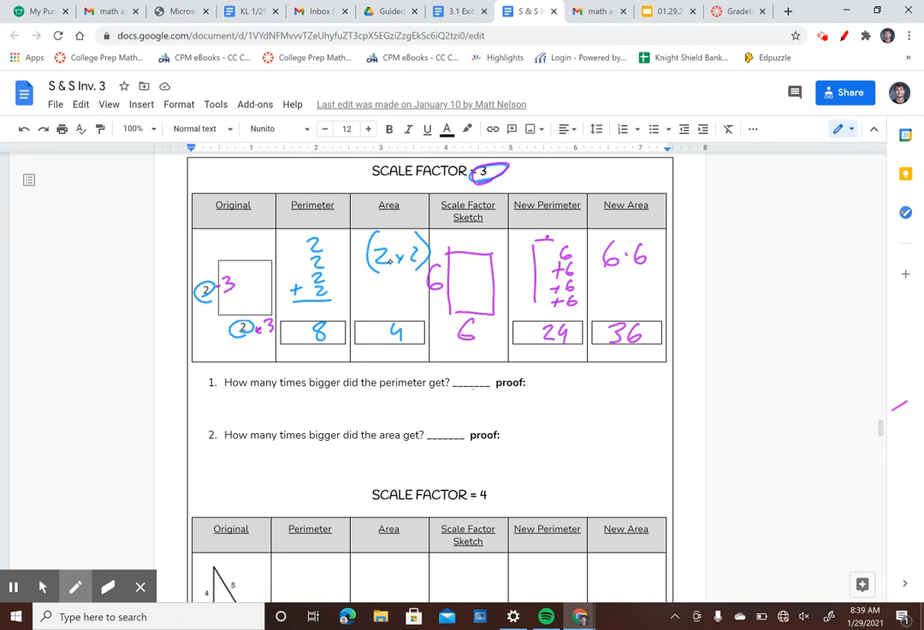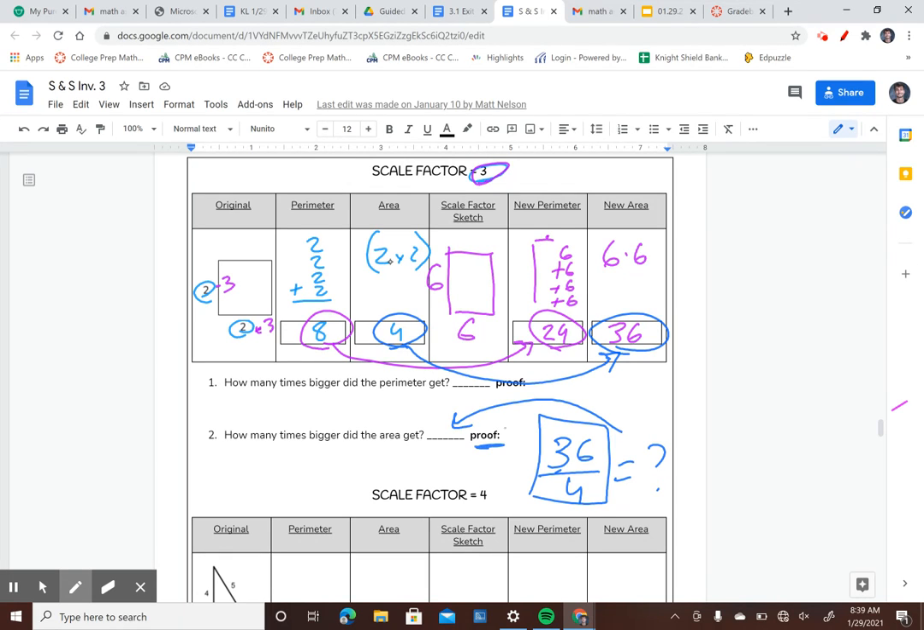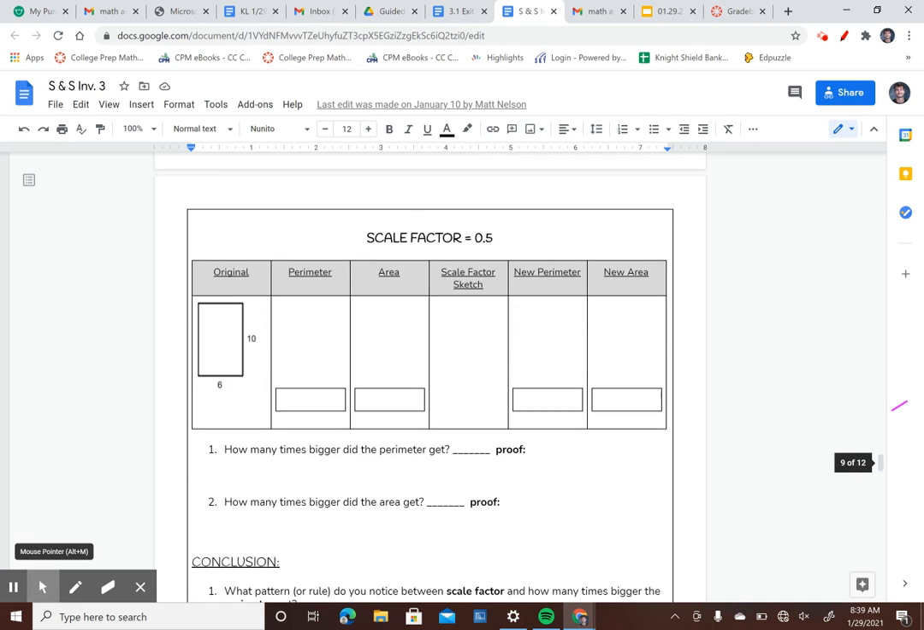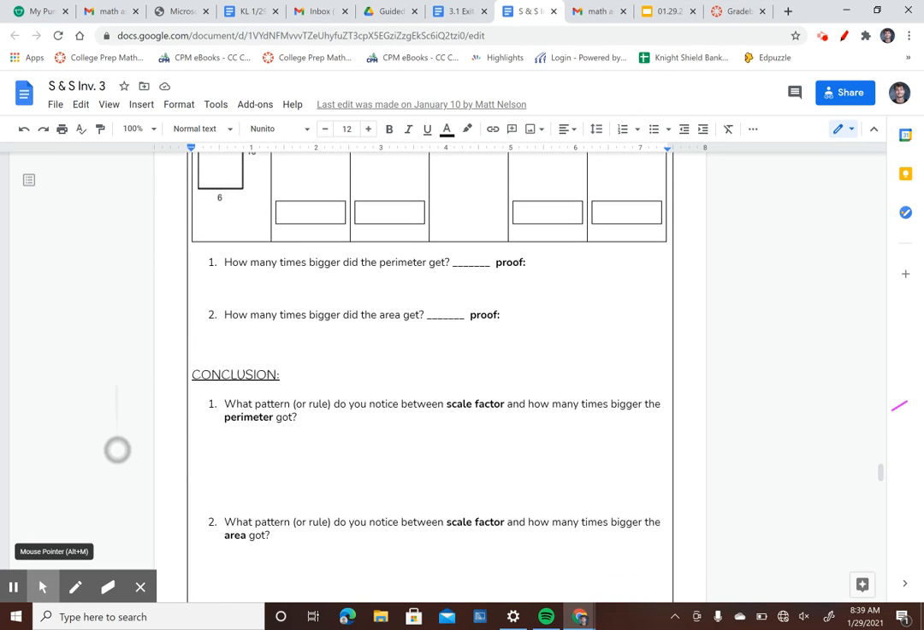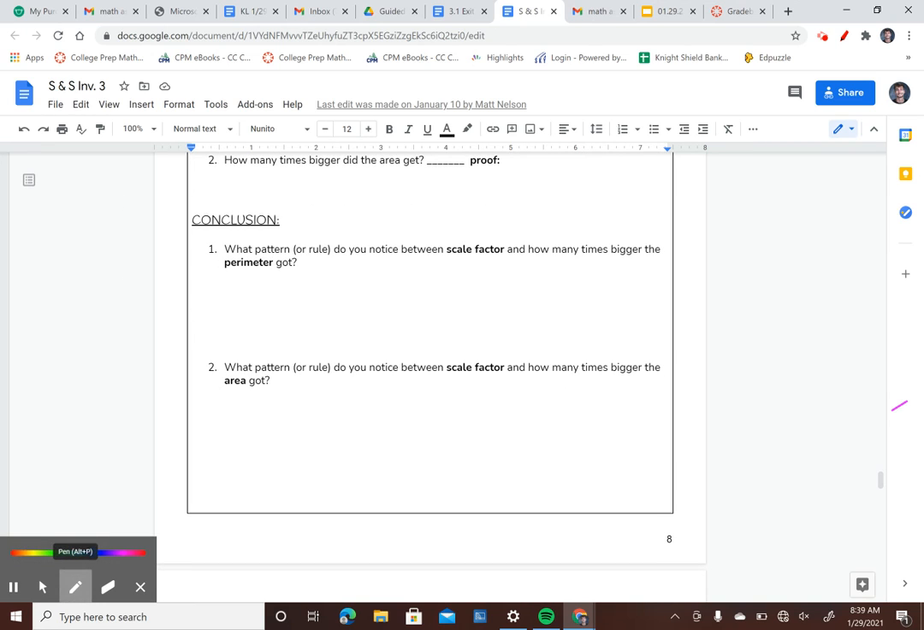And then here, how much bigger did it get from our perimeter of our original to the perimeter of our copy? And then how much bigger did it get from the area of our original to the area of our copy? Again, we can do that by saying 36 divided by 4 equals what? And that's what I'd put in here, and this is my proof. All right, so you're going to do that for the rest of the problems here. And then you're going to have a few more questions here.